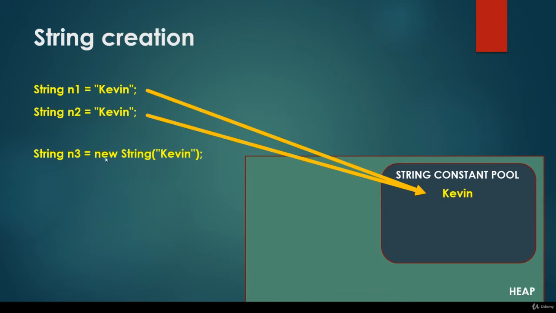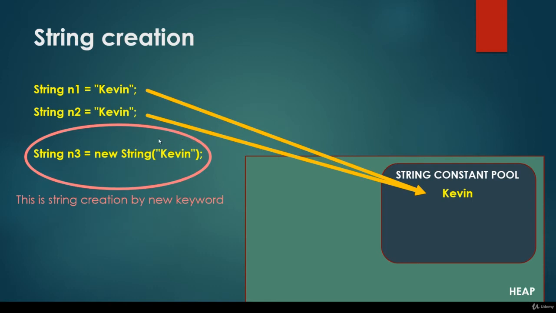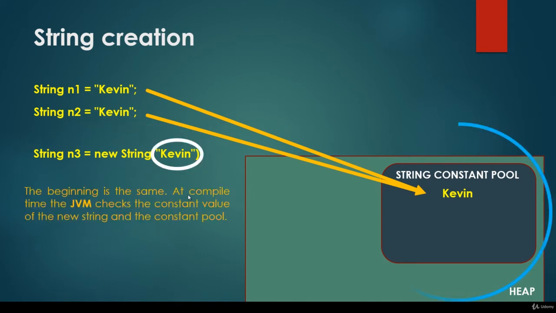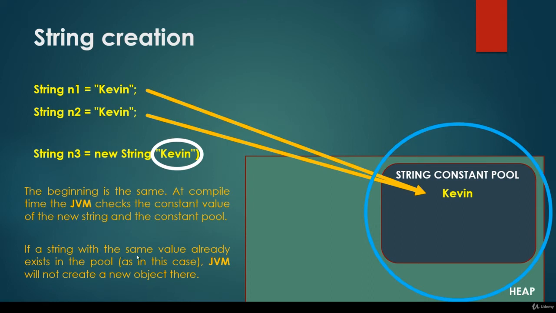What if we instantiate a new string? In this case, it is not that efficient because first of all, the Java virtual machine is going to check whether the value, Kevin, is present in the constant pool or not. If it is not present, then at compile time the Java virtual machine is going to check the constant pool and insert the given value if necessary. In this case, because Kevin is already present in the constant pool, there is no need to insert it again. So if a string with the same value already exists in the pool, then the Java virtual machine will not create a new object there.